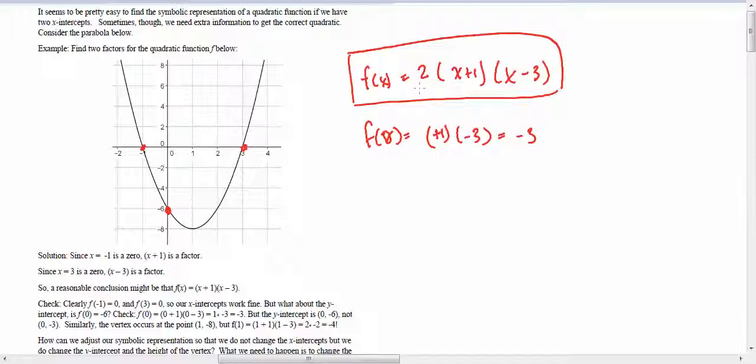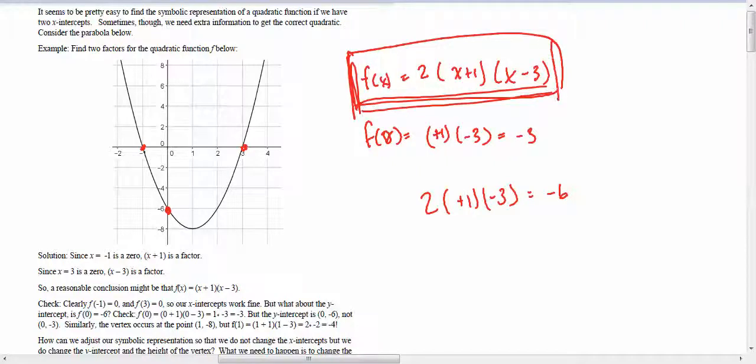Alright, now we can check our answer. I guess we would just plug in 0 again. That would be 2 times plus 1 times negative 3. If you multiply all that out, that comes out to negative 6. So I would argue that this indeed is your equation.